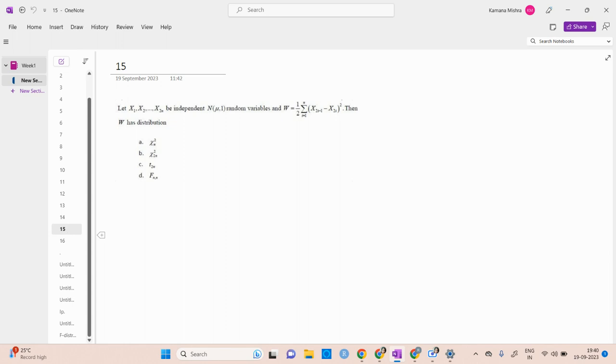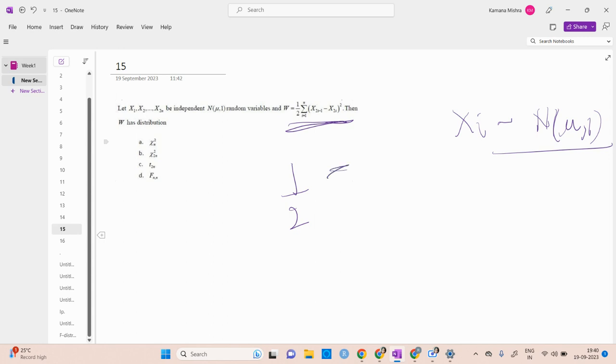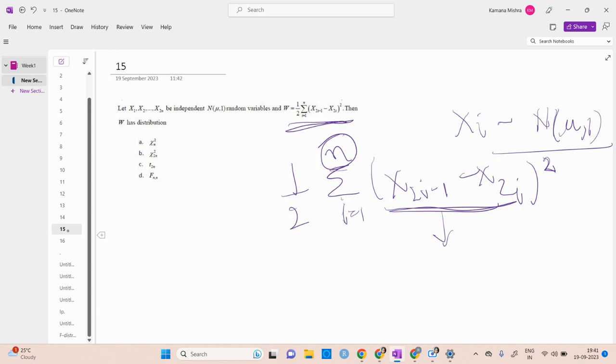And then what you have here is independent functions xi, with mean mu and variance 1. We have 2n number of terms, but here you can see you have n number of terms. So 1 upon 2, sigma i is equal to 1 up to n, (x_{2i-1} minus x_{2i}) square. Okay, so this is n number of terms. You can take this as some ui. So we have 1 upon 2, sigma i is equal to 1 up to n, ui square.